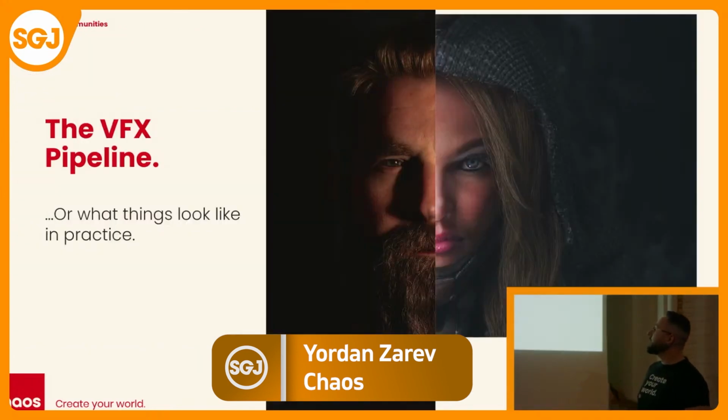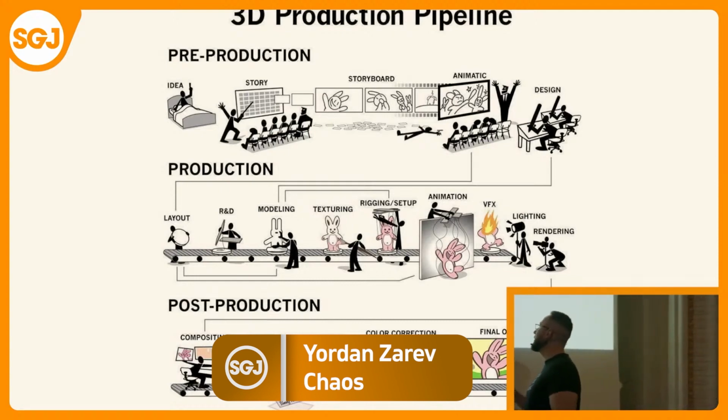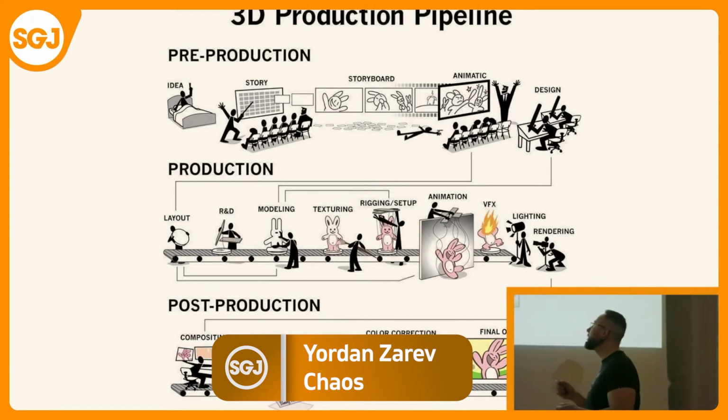Okay, so let's take a closer look at the VFX pipeline, or what things actually look like in practice. This is the whole pipeline. It starts with an idea, storyboard, then an animatic is created, then the design people come into place, they create layouts, then there's R&D done, then we go into the CG stuff, modeling, texturing, rigging, etc., all the way till we get to compositing, motion graphics, color corrections, until we get the actual final movie.